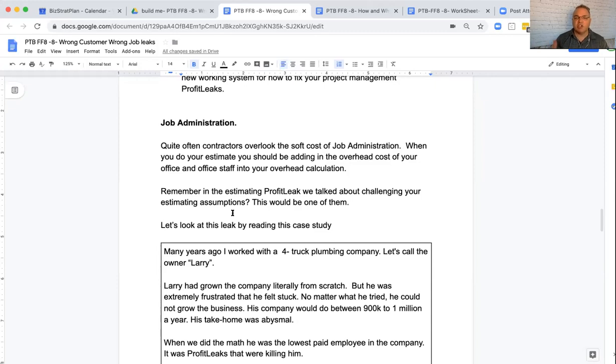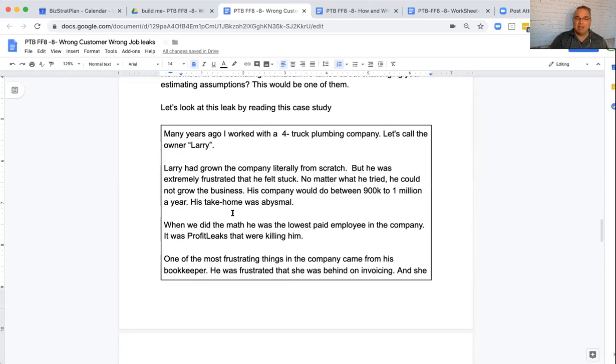So don't overlook the soft costs of job admin. I'm going to show you this example. It's a case study. Again, you can print this off and read it at your own pace, but I want to tell you the story so you understand from my perspective some of the more important points. There's a guy named Larry. Now, those of you who know me already know I don't use real client names. So his name wasn't Larry. It did start with L, but it wasn't Larry.